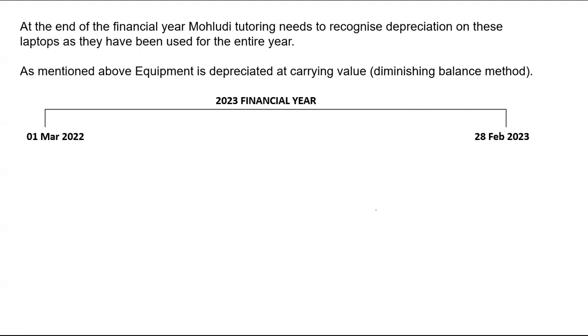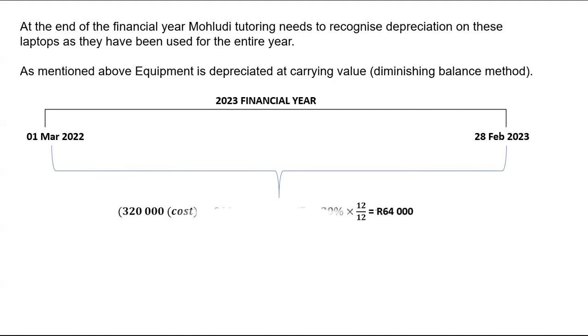Since we've used them for 12 months, we are going to depreciate them for 12 months. However, they don't have accumulated depreciation since these are new. They were not there last year. We just bought them on the 1st of March, which is the beginning of the year. So for accumulated depreciation, we'll have 0. And we'll just take 320 times 20%, which is the depreciation rate, times 12 over 12, you will get 64,000 Rand.